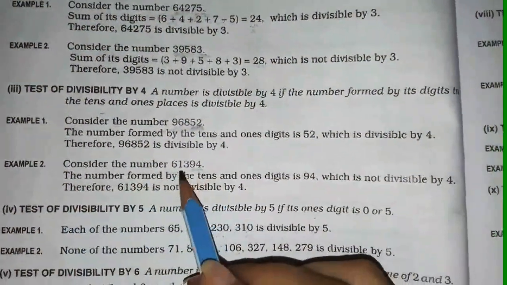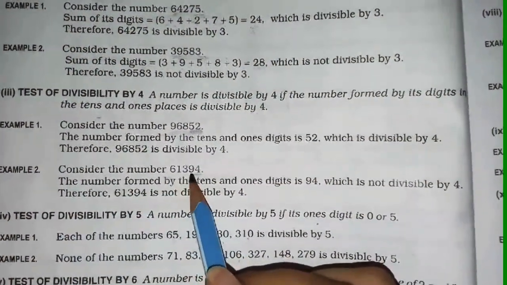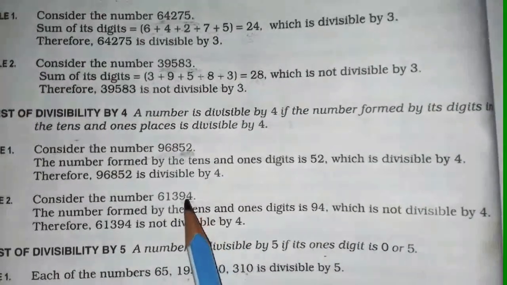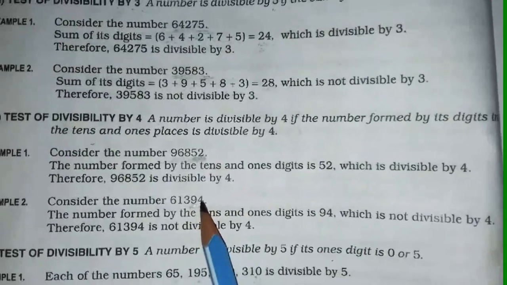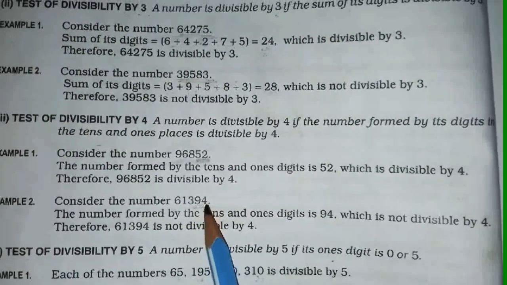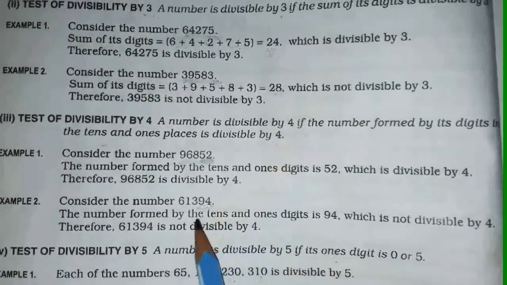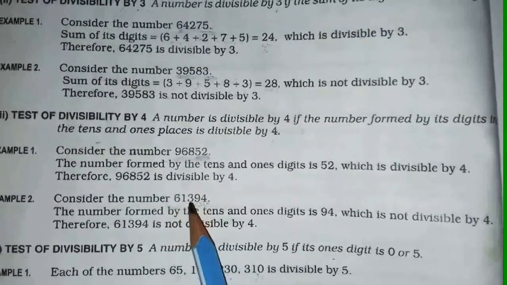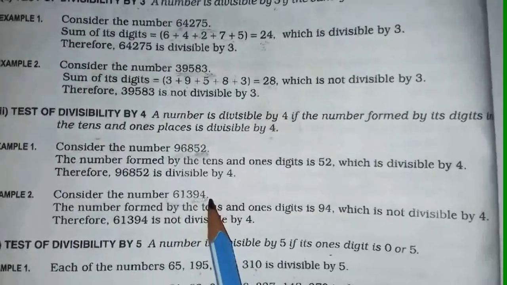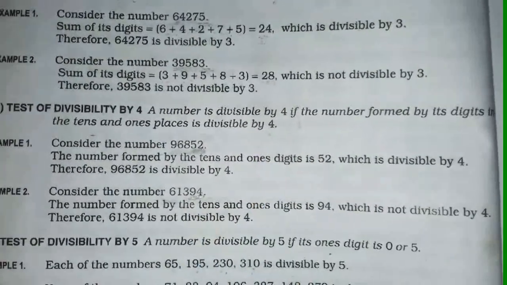Example second, 61,394. Here the last two digits are 94. 94 is not divisible by 4. Therefore, the given number 61,394 is not divisible by 4.